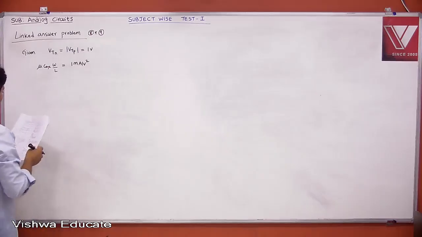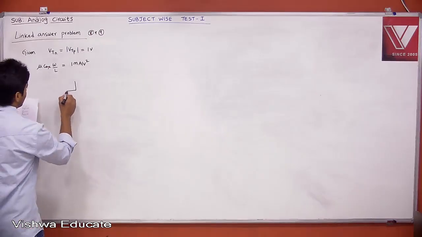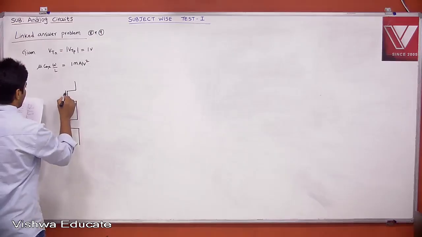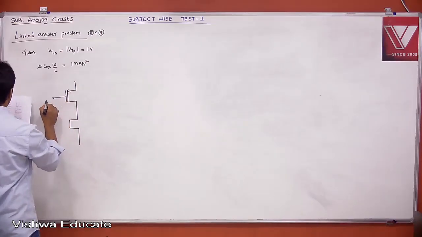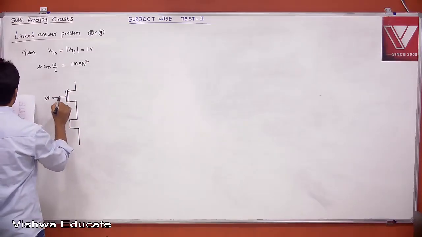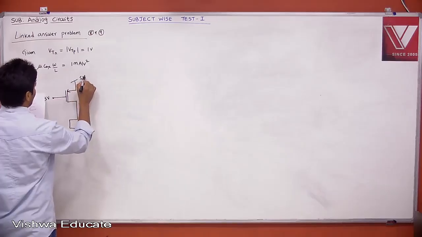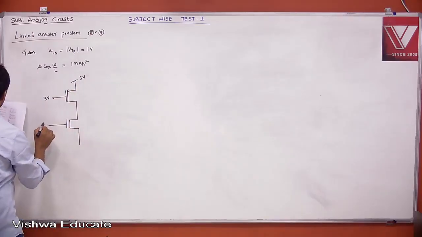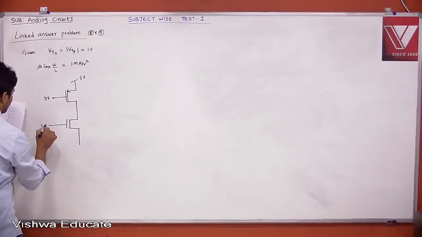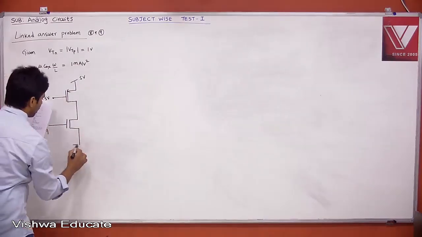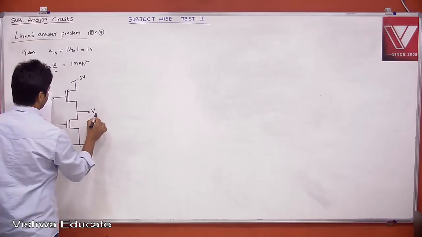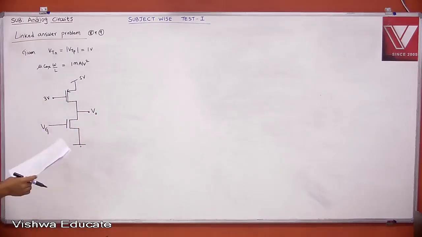This is what is given, and this is the circuit. Your PMOS gate is connected to 3 volt, that is kept constant, and the power supply is 5 volt. Therefore, the VGS of PMOS is constant. But the input is VG, which we are increasing from 0 to the power supply. This is the variable. And this is your V0. This is the circuit.